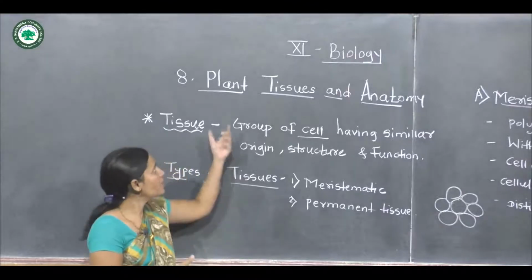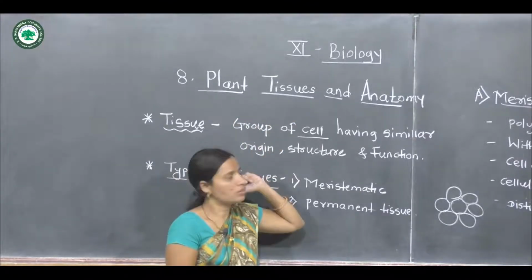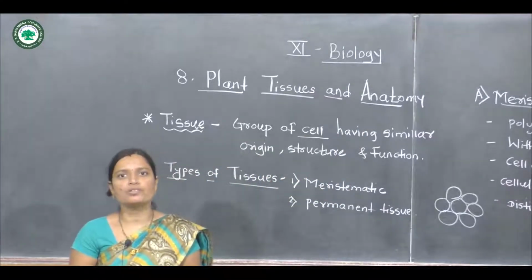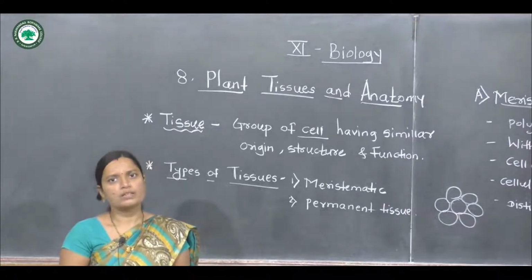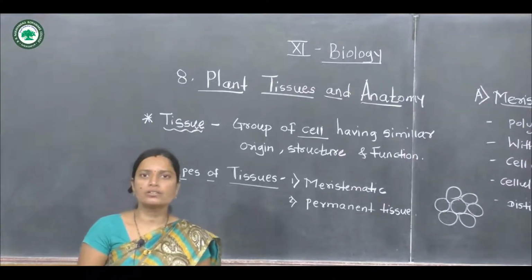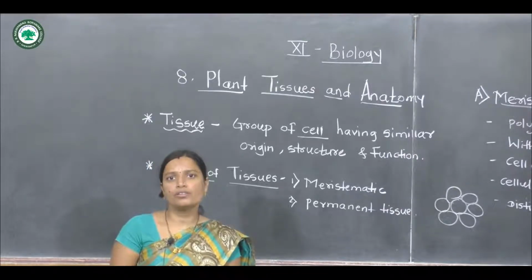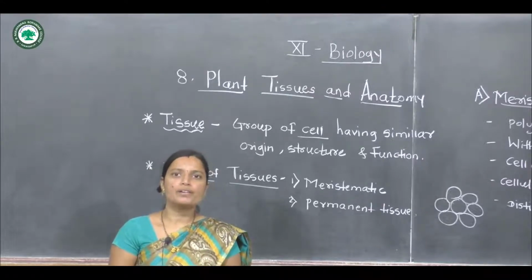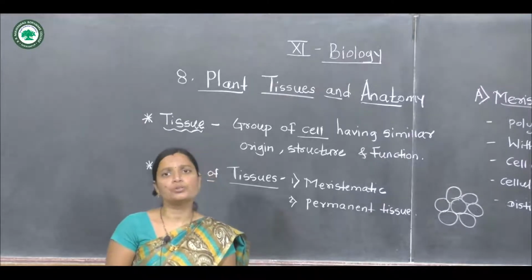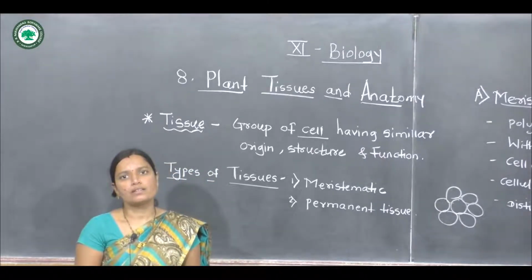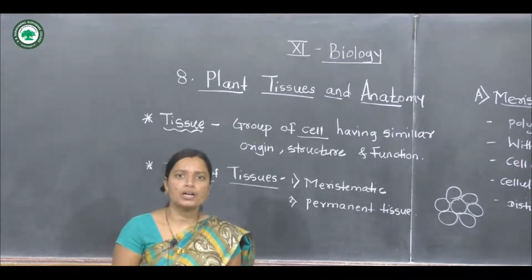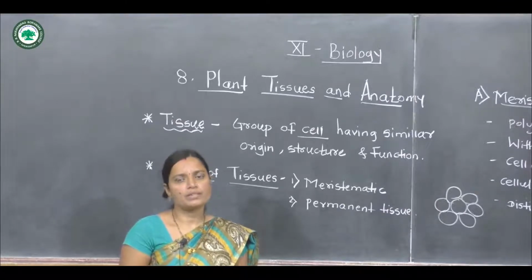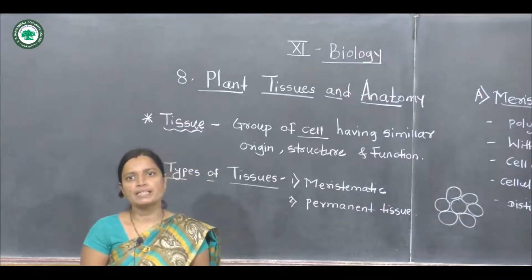Now in this video we shall discuss the different types of tissues and the anatomy. Anatomy means the study of the internal structure of plants. The internal structure is seen through the study of the transverse section of stem, roots, and leaves. That time, showing the internal part of the plant body, we can see the different tissues present inside the stem, root or leaves.